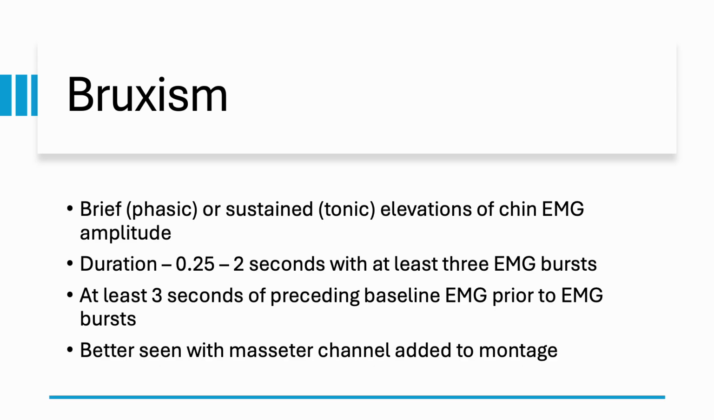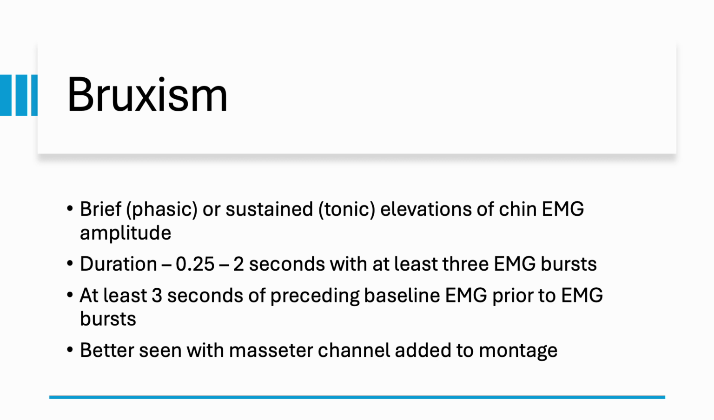Bruxism is clenching or grinding teeth. These usually occur just after an arousal. There could be brief or sustained elevations in chin EMG amplitude, also known as phasic and tonic, respectively. These instances usually last between 0.25 to 2 seconds with at least 3 EMG bursts or 3 grinds. To qualify, there must be at least 3 seconds of preceding baseline EMG prior to the EMG bursts, meaning the chin should be relatively static and not dynamic or changing before the bruxism happens.